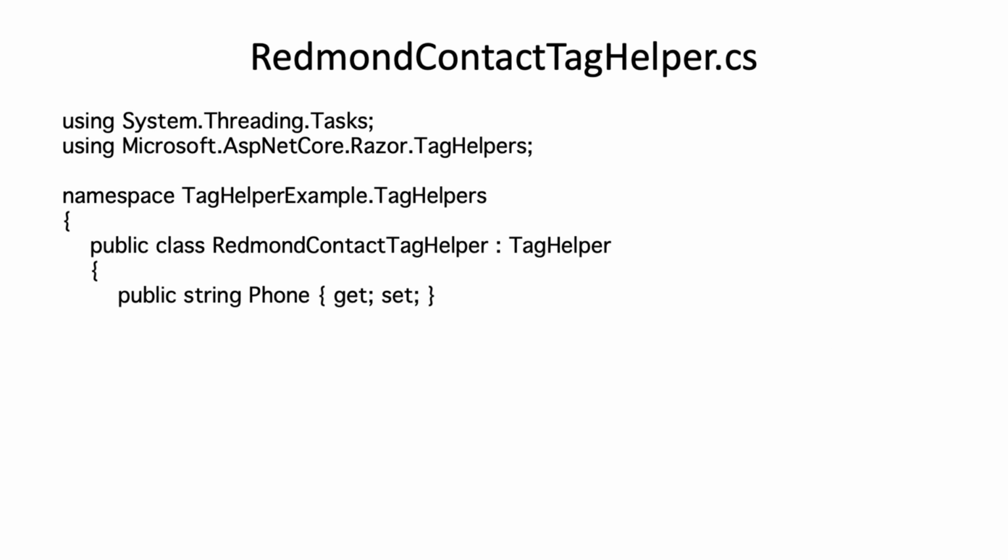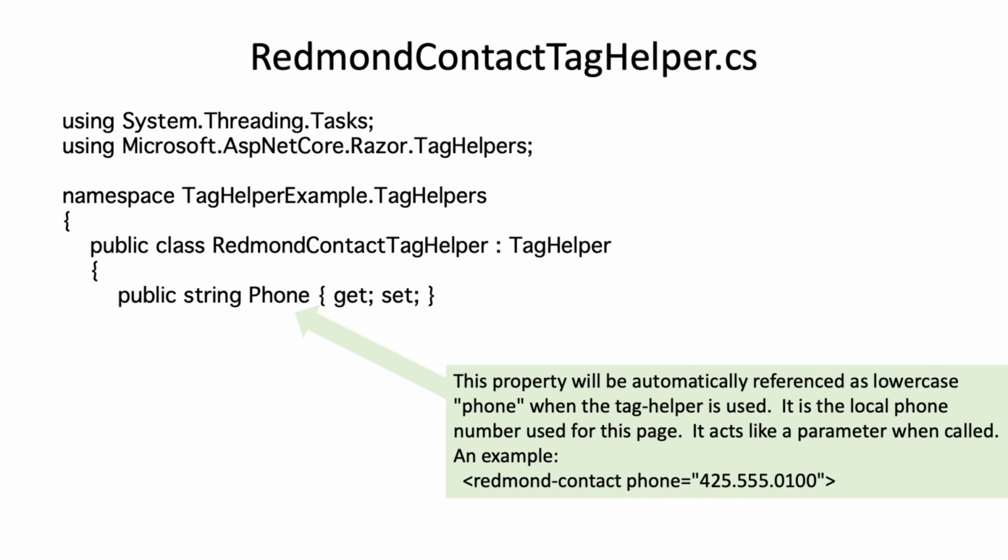So now we're inside the class itself. You don't pass it parameters, but any of these properties you set are used as if they were parameters. So we're going to have a public string that's a Phone. This property will be automatically referred to in lowercase, phone, when I use it in the tag helper itself. It is the local phone number used for this page. It acts like a parameter.